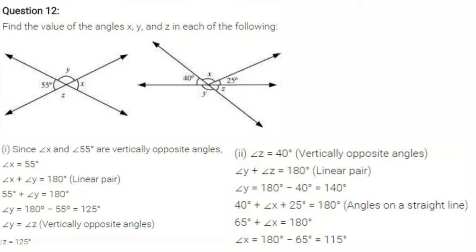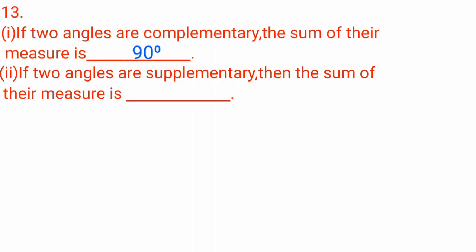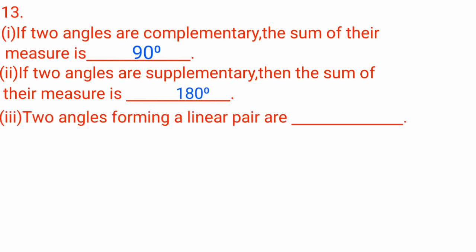Now complete question number 13, bit I. If two angles are complementary, the sum of their measure is dash. The sum of their measure is 90 degrees. Your second bit, if two angles are supplementary, then the sum of their measure is dash. It is 180 degrees. Now III bit, two angles forming a linear pair are dash. It is supplementary in nature.